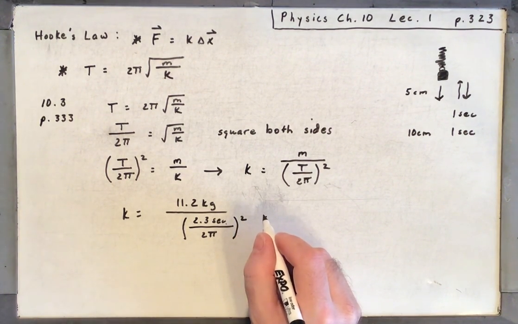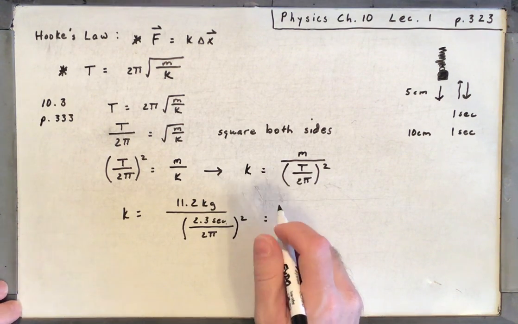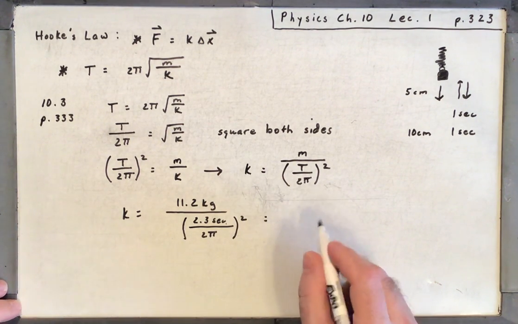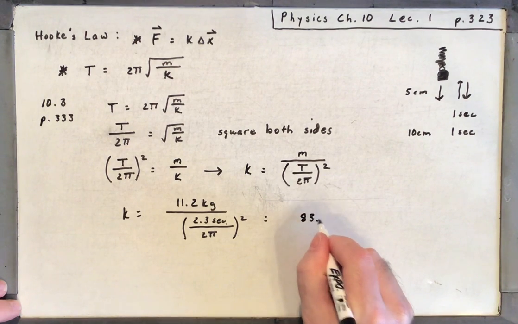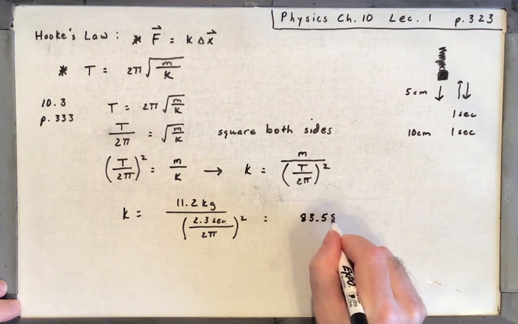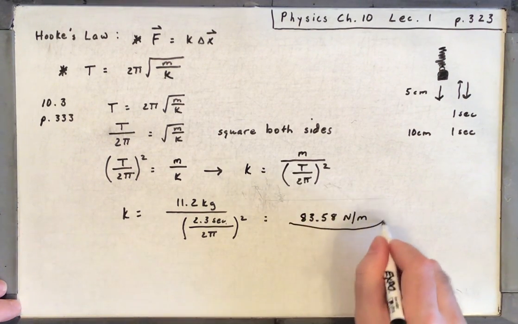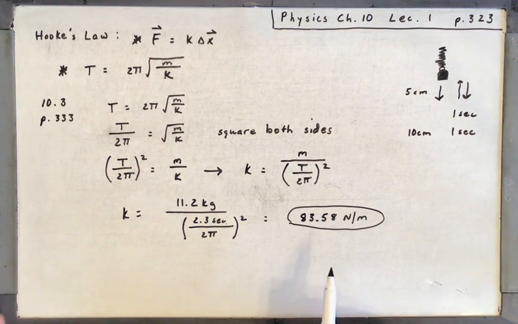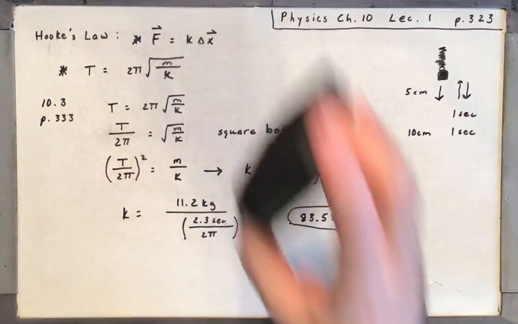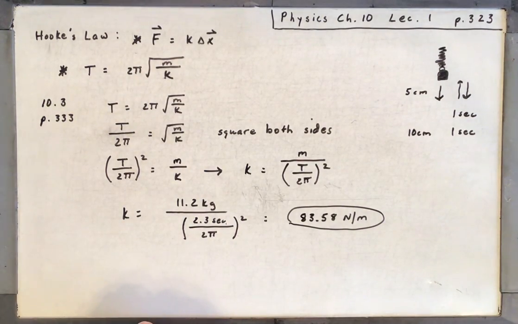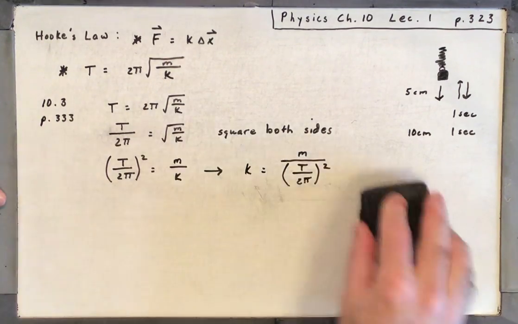All right, so if you put that in your calculator, go ahead and give that a try. You'll get 83.58 newtons per meter. I would call that an average strength spring. I think the one that we work with in our lab is around 50, so a little heavier than that one. All right, let's do 10.4.